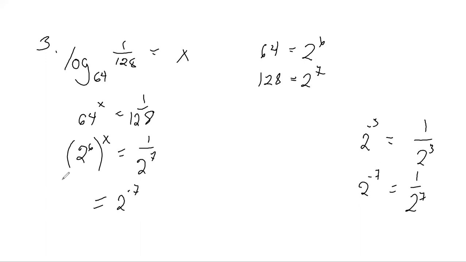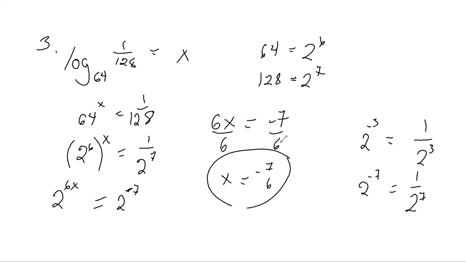On the left-hand side, I just multiply the two powers. So it's 2 to the 6x. My next step is to get rid of the bases because they're the same. And I just have 6x is equal to negative 7. That was a negative 7, by the way. Divide both sides by 6, and I get x is equal to negative 7/6. There you have it. Lesson number 2 on logs.